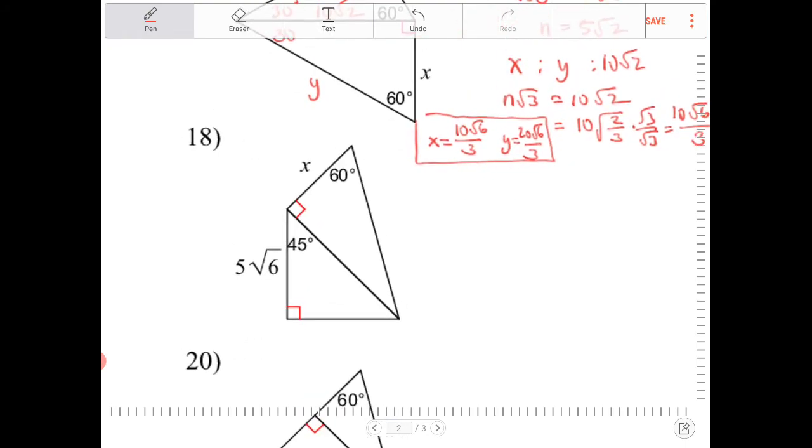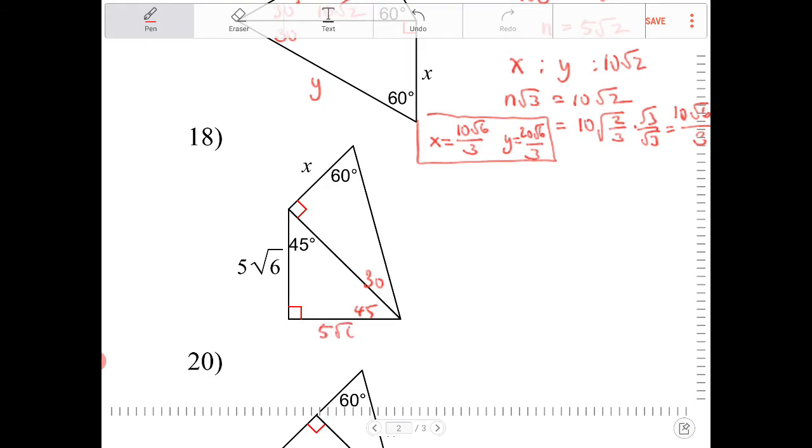Alright, moving on, question 18. So this is 30 degrees, this is 45. Since I'm dealing with an isosceles right triangle on the lower portion of this diagram, this will be 5 radical 6. And again, I'm dealing with a 1, 1, radical 2, a 45, 45, 90 triangle. So what am I multiplying the last number by? If it's 5 radical 6, 5 radical 6, I'm multiplying the last number by 5 radical 6 to get 5 radical 12. So this is 5 radical 12.